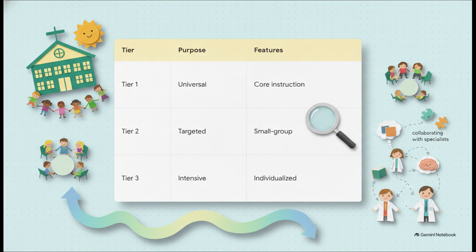But the key word here is fluid. A student isn't a Tier 2 student. Rather, they're a student who currently happens to need Tier 2 support for a very specific skill.